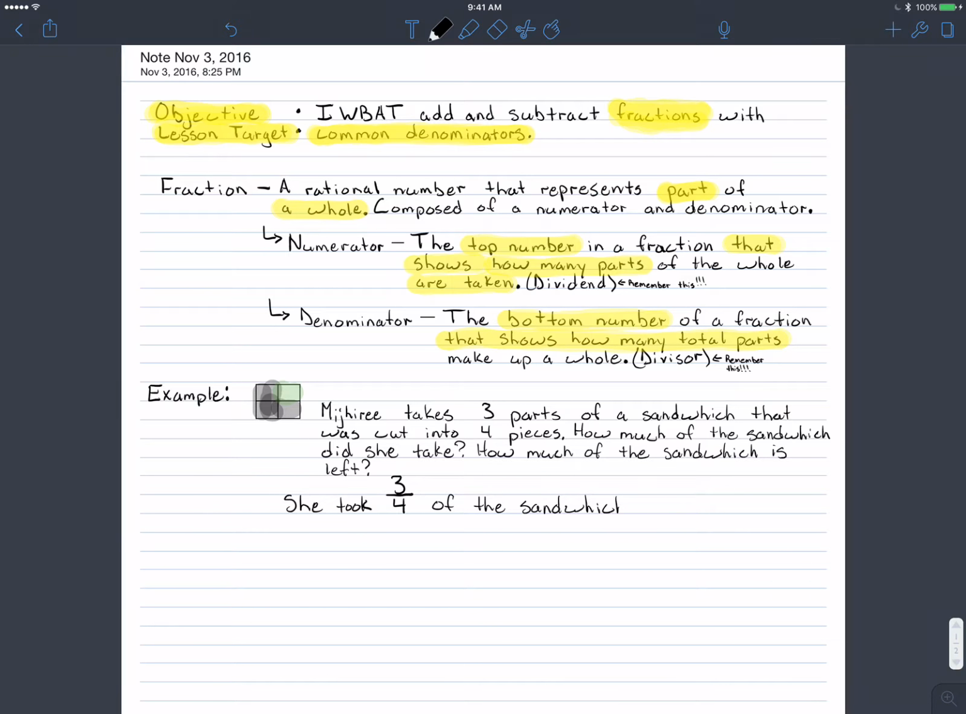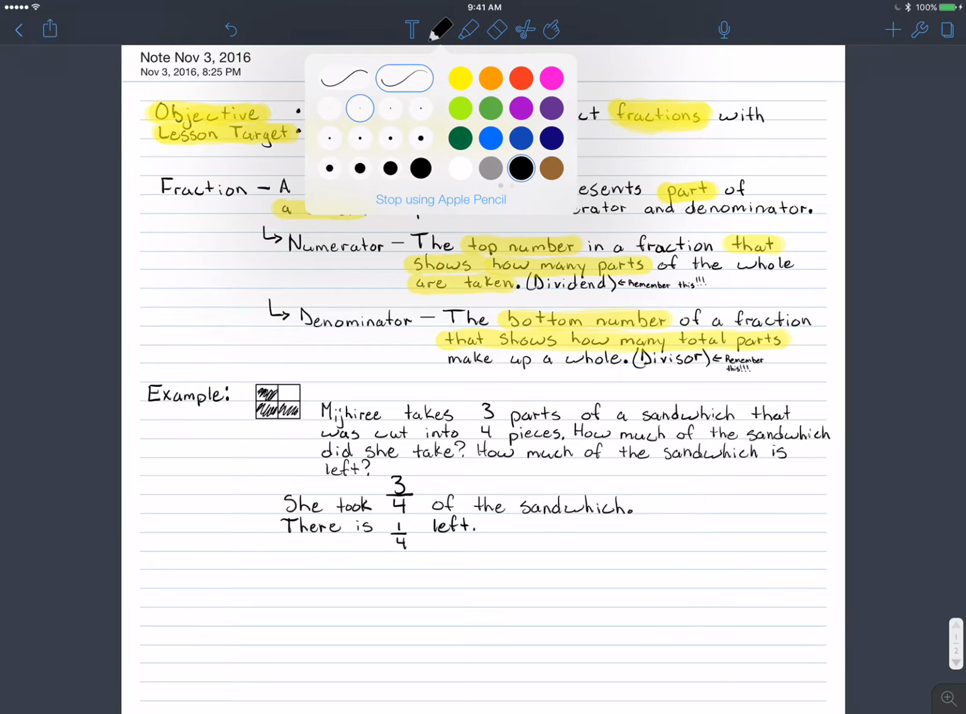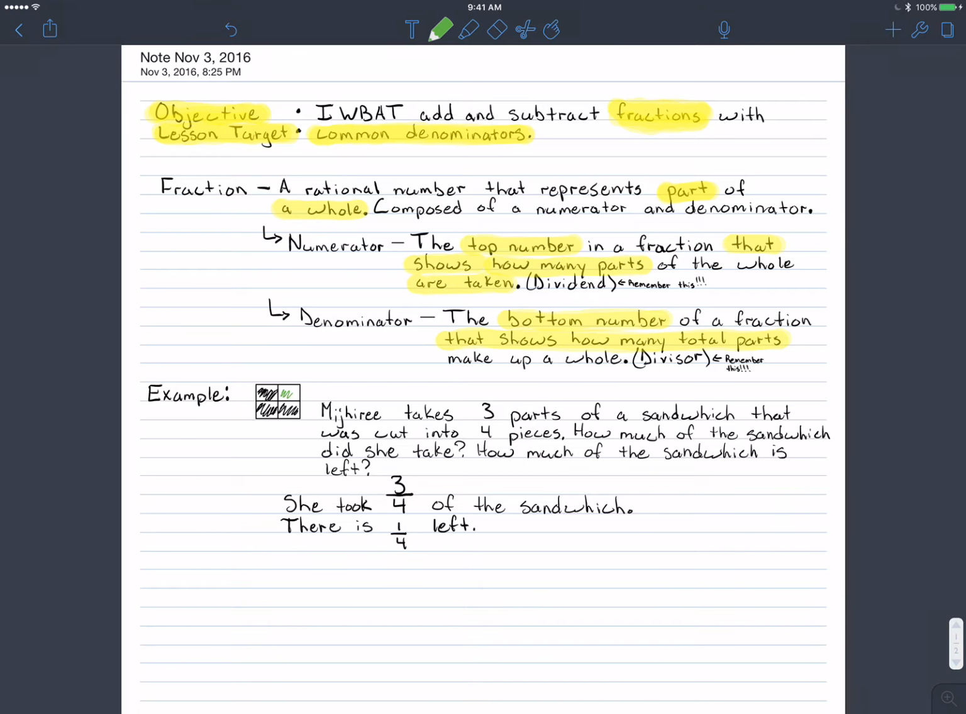So dealing with how much is left, there is 1/4 of the sandwich left. There's 1/4 of the sandwich left. How do we know that? Because we see right in here that she took this part, she took this, and she took that. And what is left? This is the only part of the sandwich that is left.